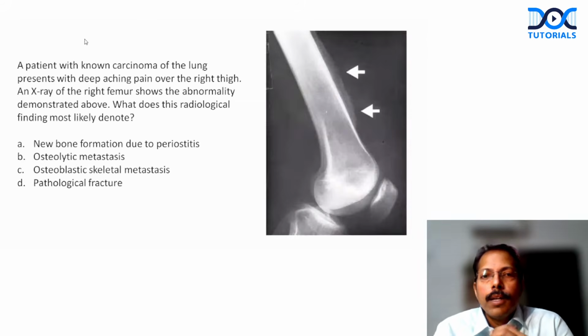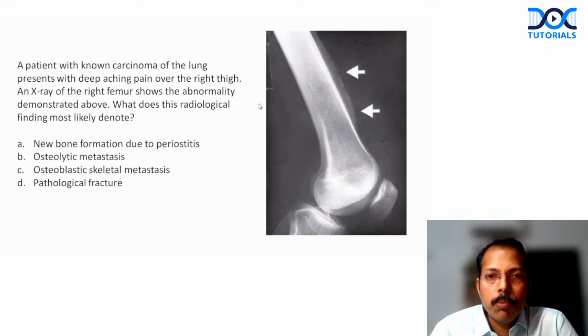Okay. Question. A patient diagnosed with carcinoma lung presents with deep aching pain over the right thigh. An X-ray of the right femur shows the abnormality demonstrated above. So in this picture, what does this radiological finding most likely denote? This has been taken from your textbook.